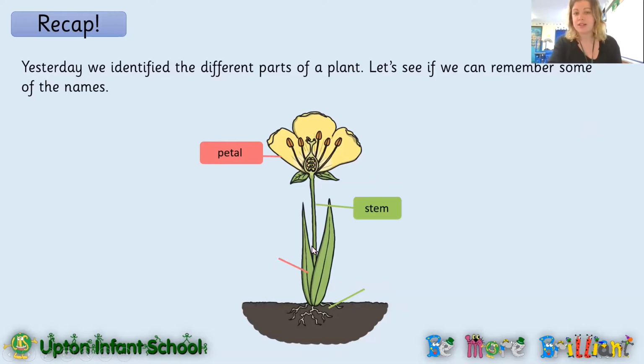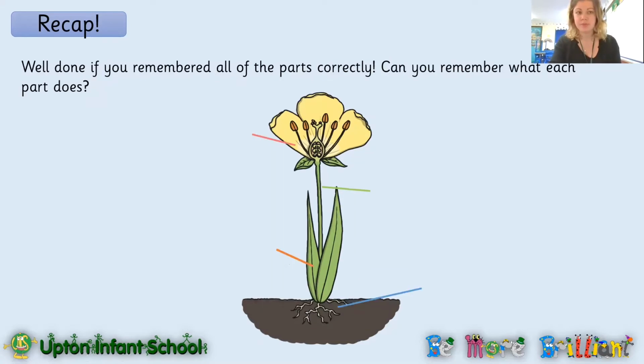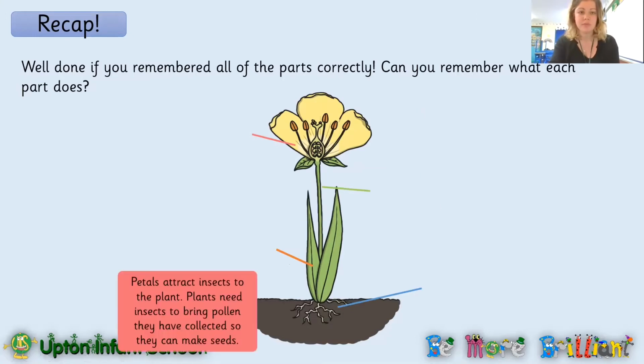We had our stem there, our long part of the plant there. We have our leaf or our leaves. So our leaves make food for the plant. And we had our roots. So well done if you remembered all the parts correctly. So can you remember what each part does? So we've just talked about a few, but let's see if you can remember the others.